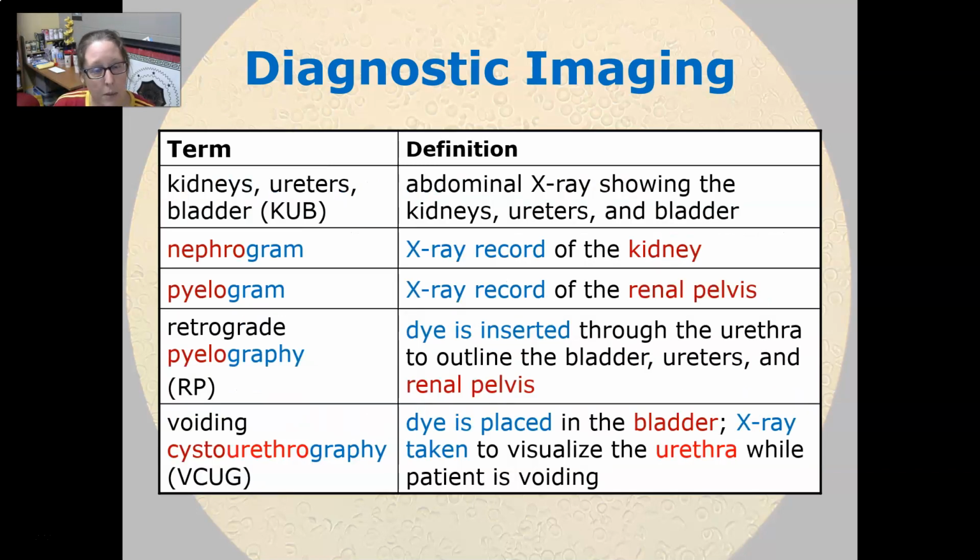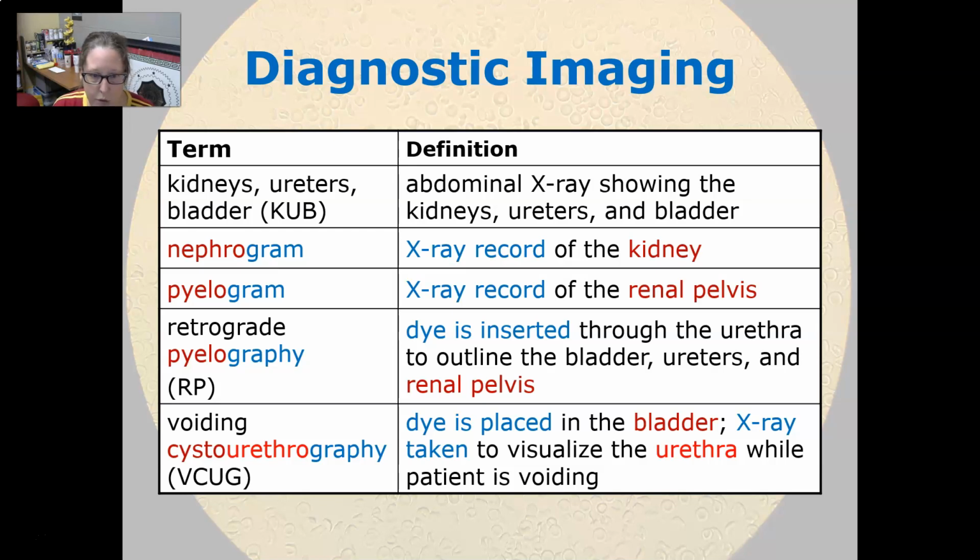A KUB, or kidneys, ureters, and bladder, is an abdominal x-ray that shows the kidneys, ureters, and bladder. A nephrogram is an x-ray record of the kidneys. A pyelogram is an x-ray record of the renal pelvis. Retrograde pyelography is when dye is inserted through the urethra to outline the bladder, ureters, and renal pelvis.